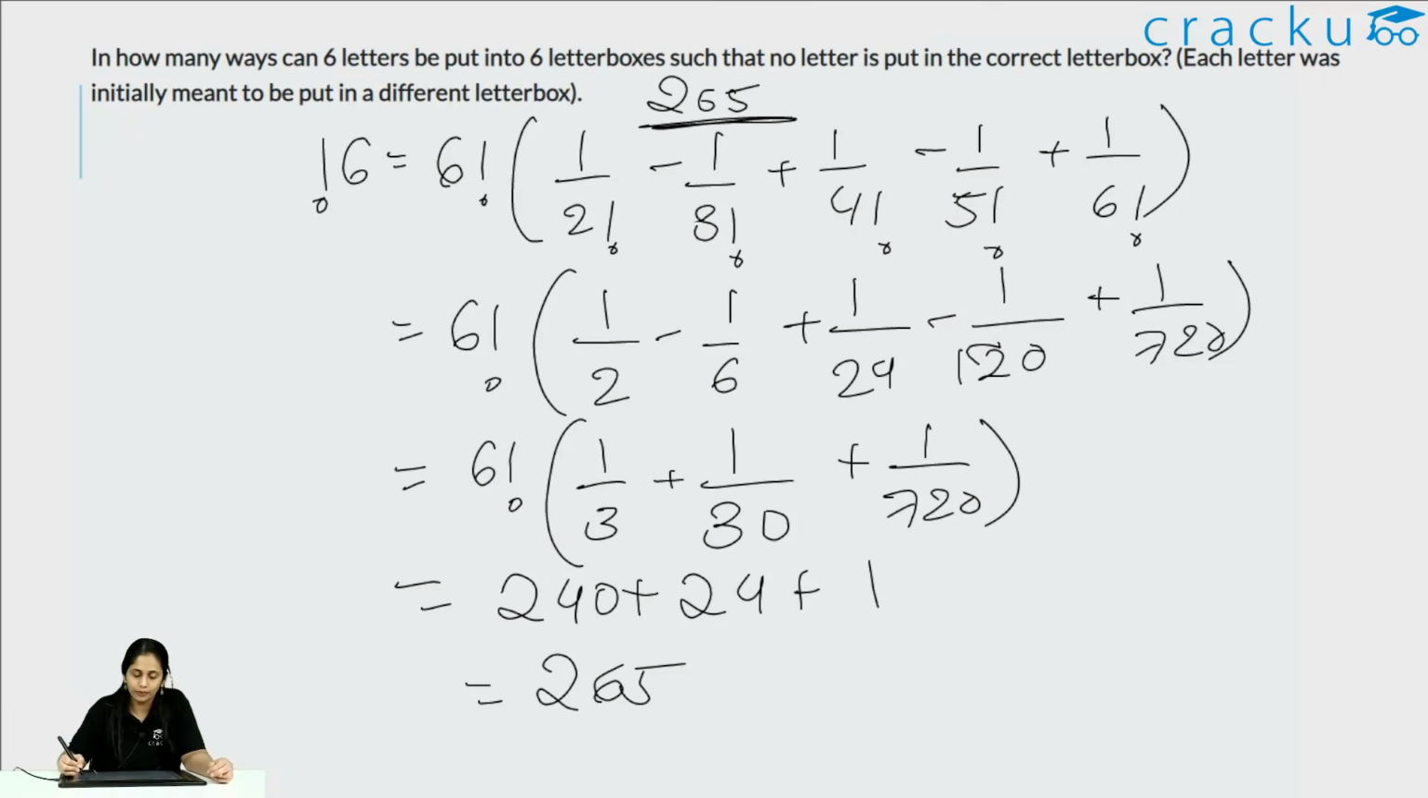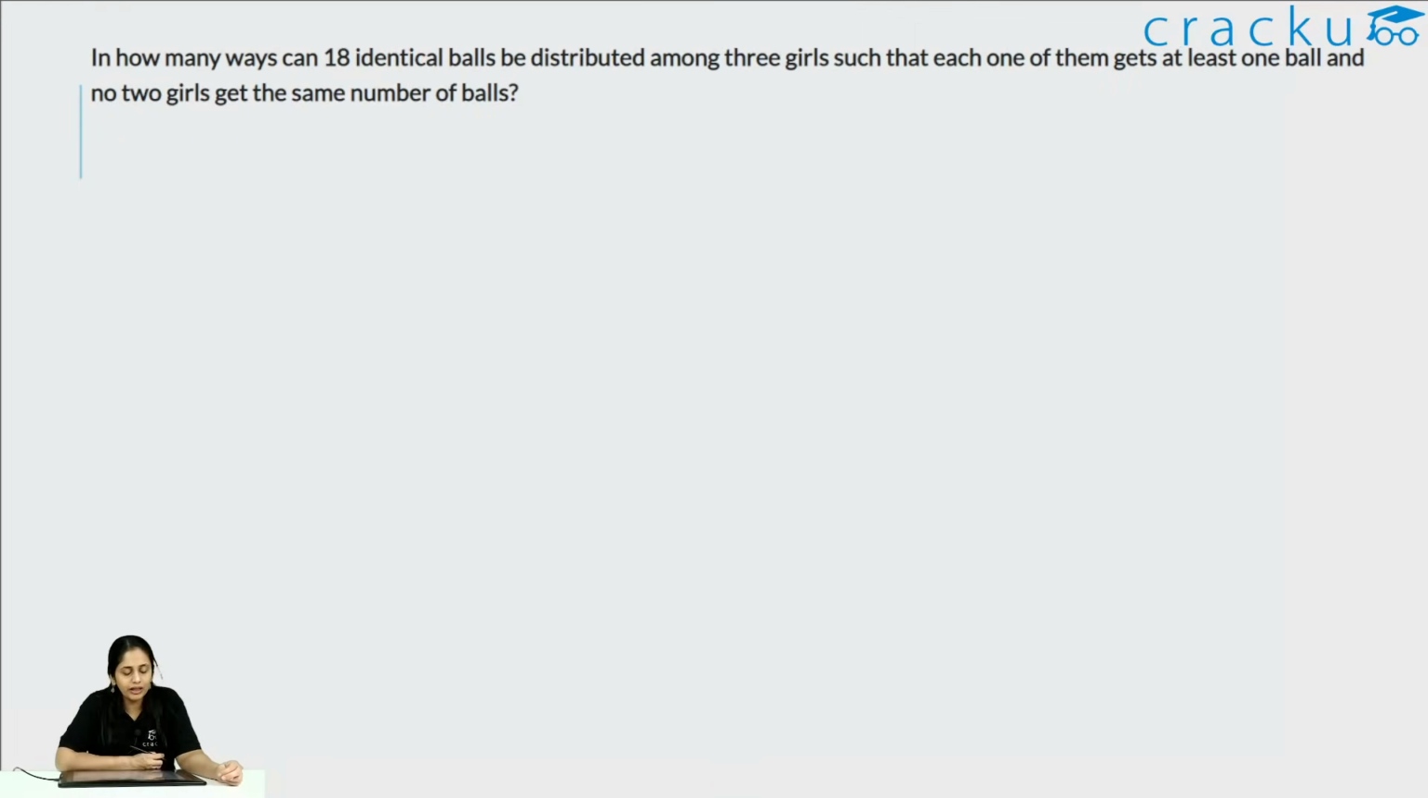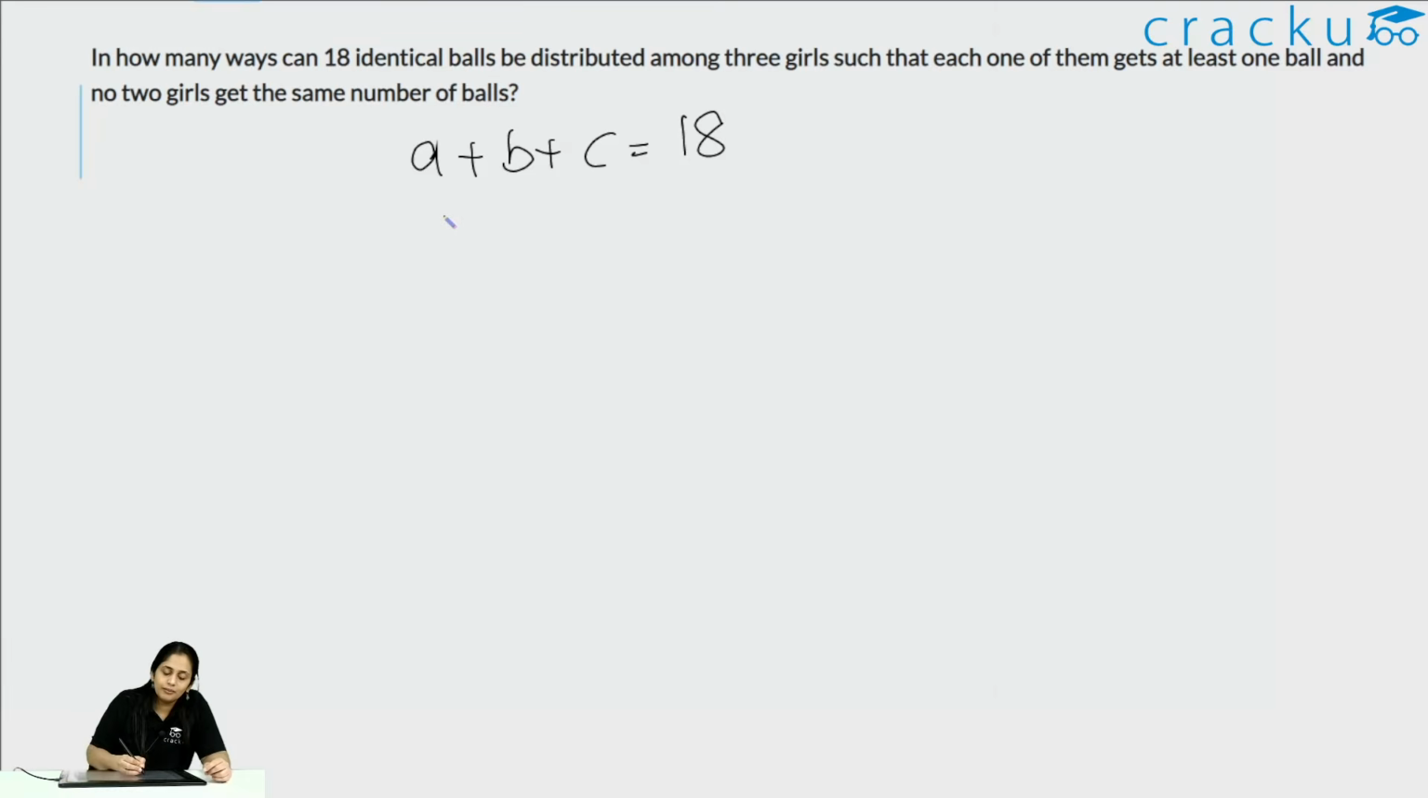Consider the following question. In how many ways can 18 identical balls be distributed among 3 girls such that each one of them gets at least one ball and no 2 girls get the same number of balls? So we have a plus b plus c equal to 18. Here a represents the number of balls with the first girl, b the number with the second girl, and c the number with the third girl. The sum of their balls should add up to 18. Also, a, b, c should be at least 1, and no 2 should get the same number of balls.